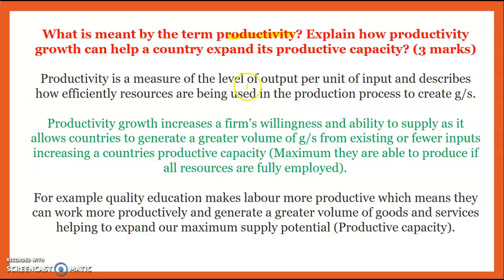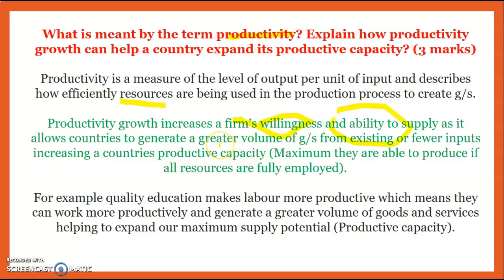So productivity is the level of output per unit of input, and it basically describes how efficiently we're using our resources to produce goods and services. So output per unit of input, how efficiently we're using our land, labour and capital to produce goods and services. Productivity growth will increase a firm's willingness and ability to supply. So willingness because they've got lower cost of production, and ability because we've improved our productivity, we've improved our ability to make goods and services.